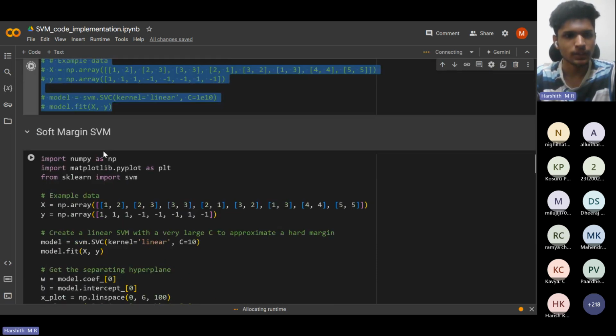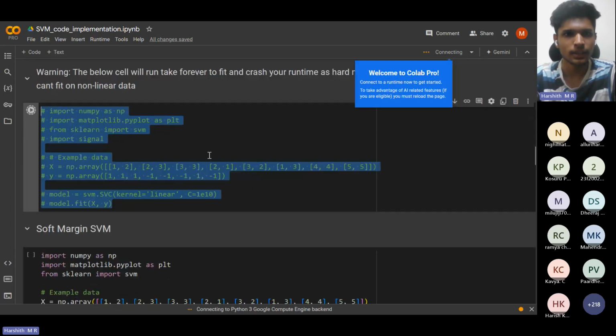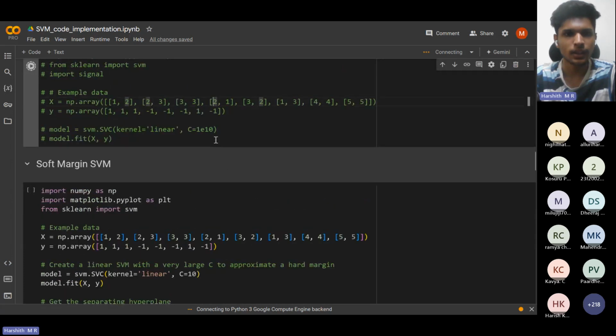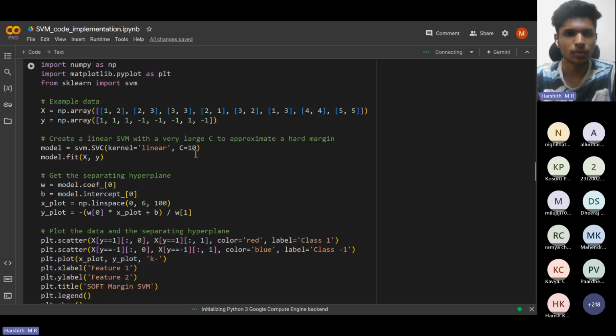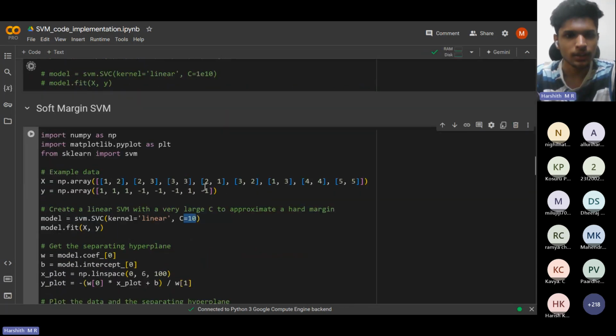Coming to soft margin SVM. In soft margin SVM, earlier we had set C to be 10 power 10. But in this case, we'll set the C value to be 10. Earlier we set it as 10 power 10. Now we'll set it as 10.